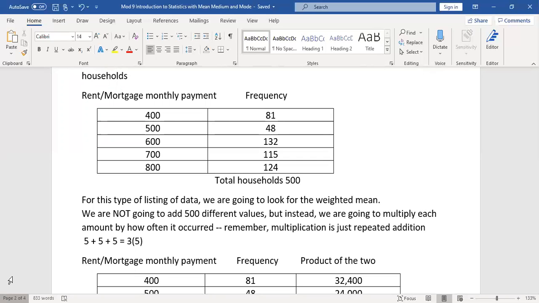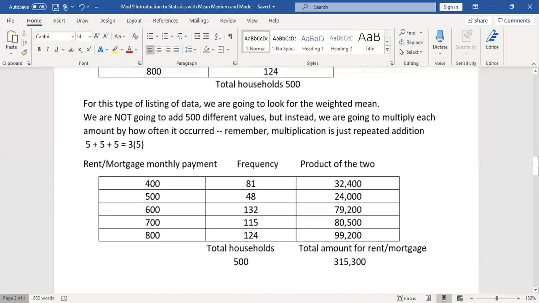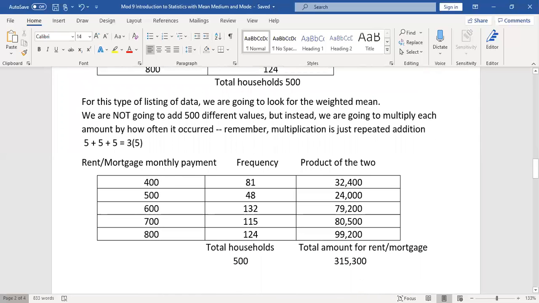So we're going to take the first column and multiply it to the second column to get a value for how much was paid for the 81 households, and so forth for each one. So the 400 times the 81 gives me 32,400. The 500 times the 48 gives me 24,000. The 600 times 132 gives me 79,200.